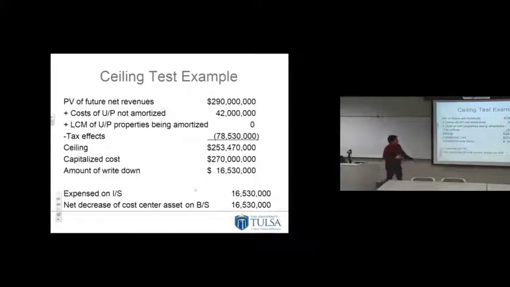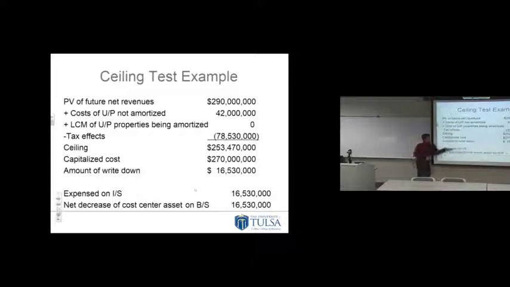Now, I'm not showing the complete entry here if any of you work with it, because you do have to adjust your deferred tax accounts, and I think that's beyond the scope of this class. I'm not trying to teach you deferred taxes. I'm trying to teach you industry accounting. So what we're going to end up with is a net expense on my income statement of $16,530,000, because I do have to write this down.